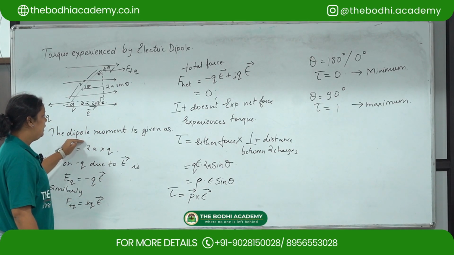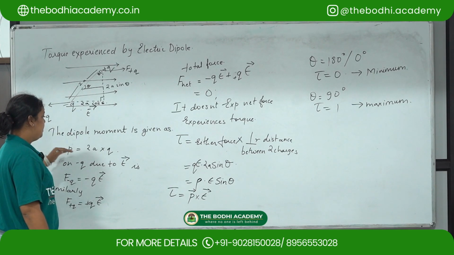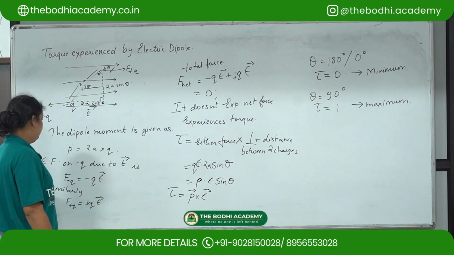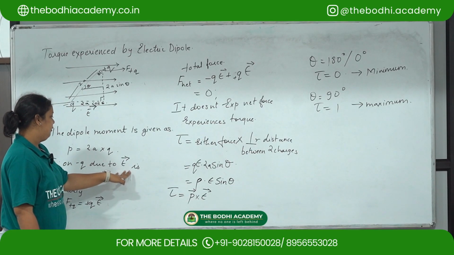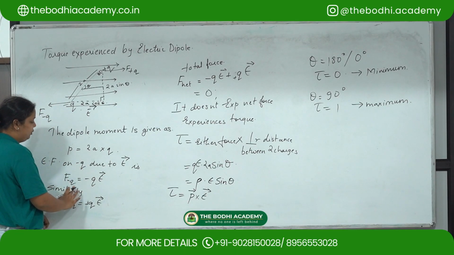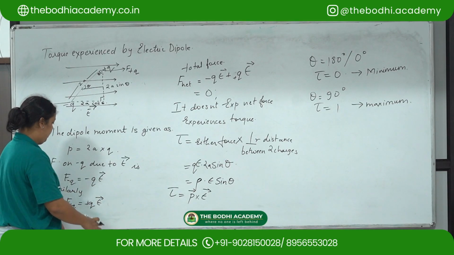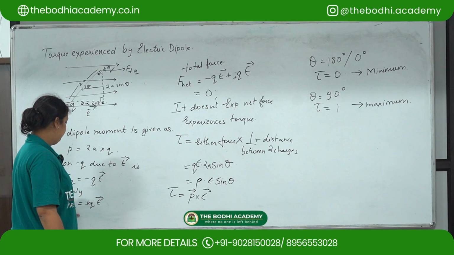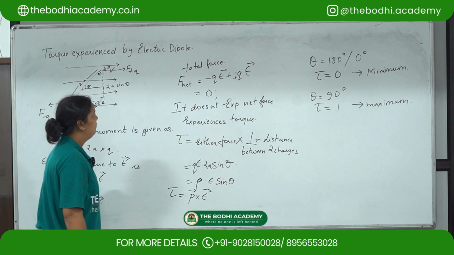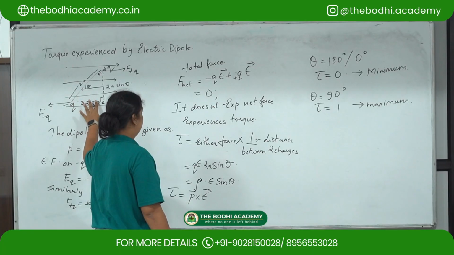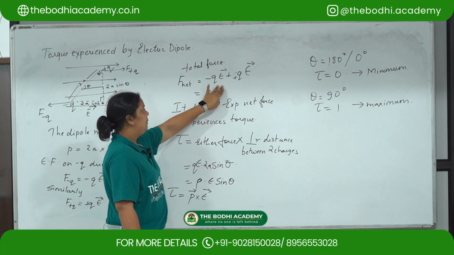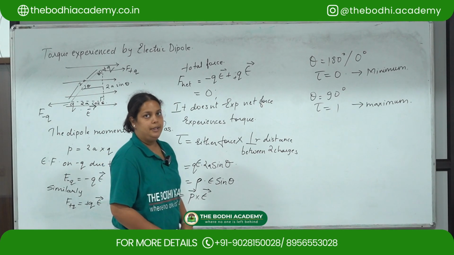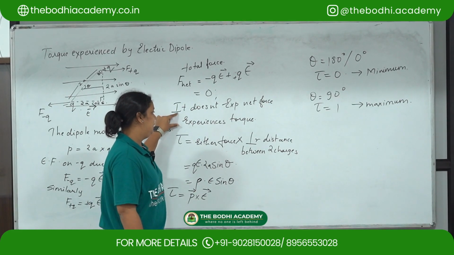So the dipole moment is given as P is equal to 2A into Q. The electrostatic force acting on minus Q due to the electric field is given as F minus Q equal to minus Q E. Similarly, the force acting on the positive charge is equal to plus Q E. So the total force acting on this will be 0, because minus Q and plus Q will get cancelled. So it does not experience any net force, but it will experience torque.